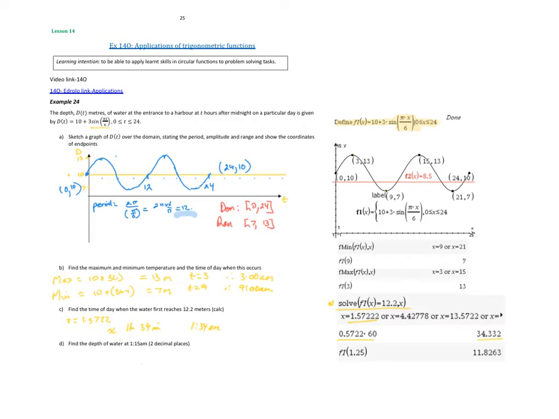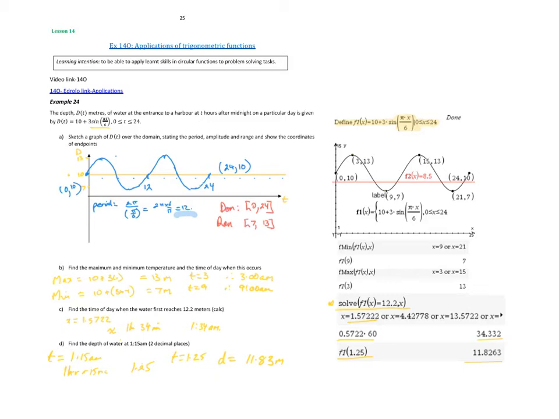In the same vein, we need t equal to 1:15 a.m., which is an hour and 15 minutes, which is 1.25, isn't it? Because 15 minutes of 60 is a quarter of an hour. So at t equal to 1.25, d is equal to, check it out on the CAS, 11.83 meters to 2 decimal places.